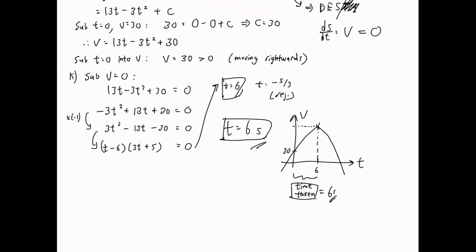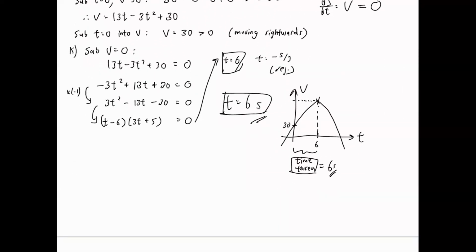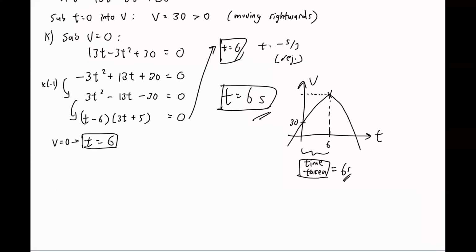Maximum distance. So it's a distance question. Find when v is 0, we already have when v equals 0. Let's read the question again. Calculate this maximum distance. So I mean from t equals 0 to t equals 6. Yes, that's it.